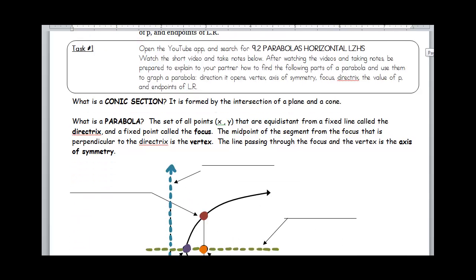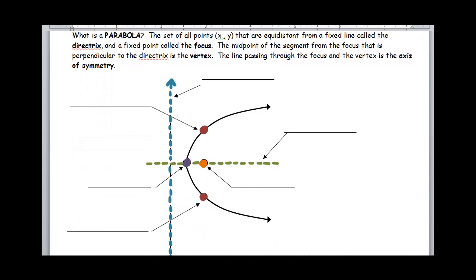So let's look at what a parabola is. A parabola is going to be the set of all points x, y that are equidistant from a fixed line, which we call the directrix, and a fixed point that we call the focus. The directrix is this dashed blue line that you see on the screen, and the focus is the orange point in the middle. Let's go ahead and label those.